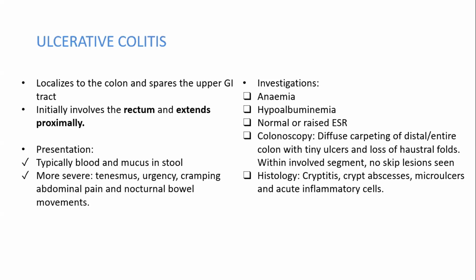Investigation, we also find anemia, hypoalbuminemia, the same, raised ESR. In colonoscopy, you'll find diffuse erythema of the distal or the entire colon with loss of haustral folds and tiny ulcers. And then there's no skip lesion in ulcerative colitis, whereas in Crohn's disease, you can find skip lesions. In the histology, you can find crypt abscess, rectal ulcer.